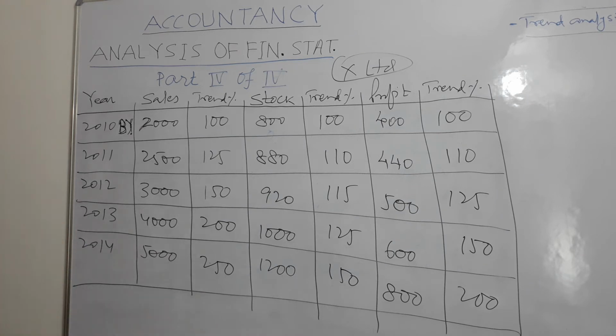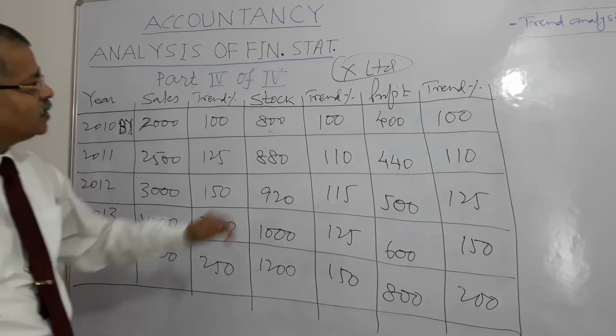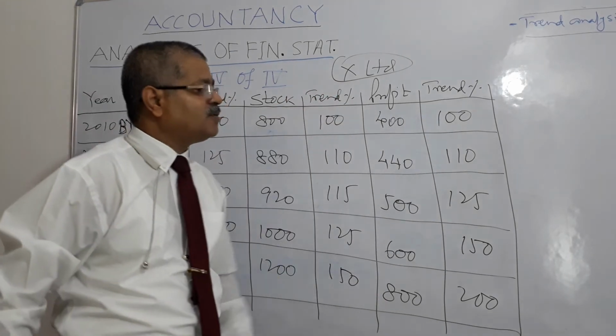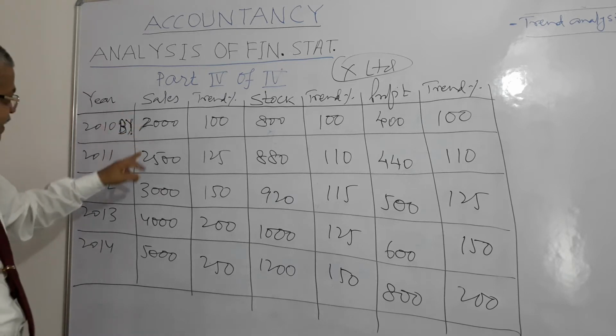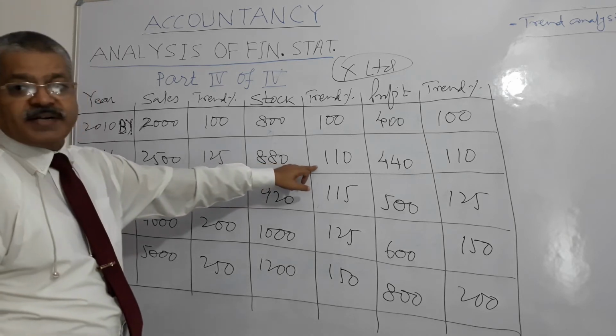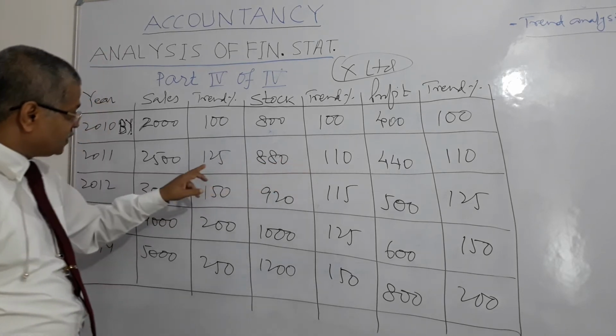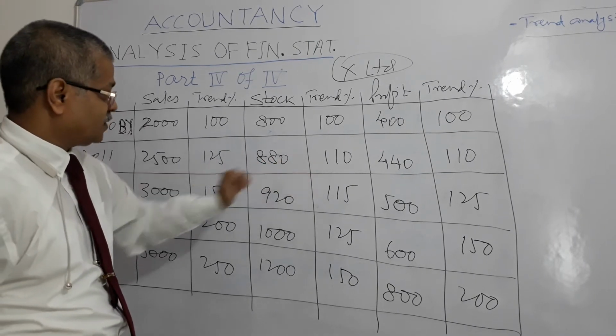Now we need to analyze it. How do we analyze it? We see that continuously there is an increase in sales. Continuously there is an increase in stocks. And continuously there is an increase in profit. But we need to compare something more. When sales have become 125%, stock has become 110%. It means sales have increased more in comparison to the increase in stocks, right?